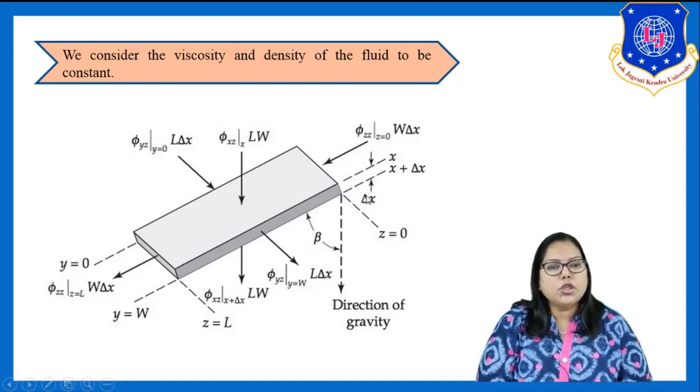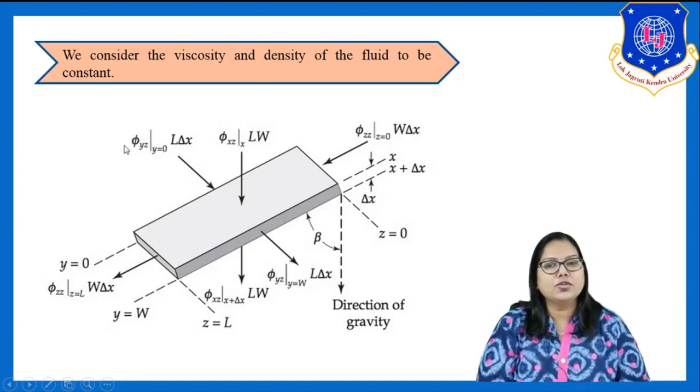Now, for the total momentum flux we use the symbol phi. See here, phi. And the momentum is in the z direction. So the total momentum in this direction is phi zz at z equals 0, and here is phi zz at z equals L.